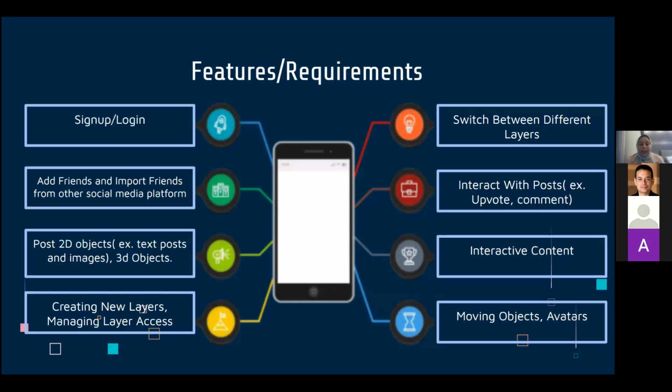Of course, we have a public layer where all people within the same place interact, but also a user can create a layer for his friends and for himself to post whatever they want. We also have switching between layers, for users to see the content from different layers. We have interactions with posts such as upvotes and comments. And we have interactive content, for example, polls. And finally, for the 3D objects, we'd like to have moving objects, not only static ones, moving and animating ones. So this is the set of requirements we decided that we want to have in our application.